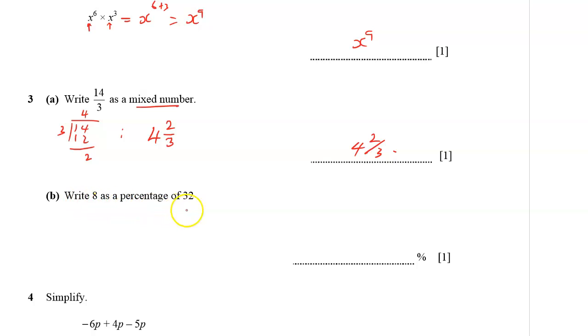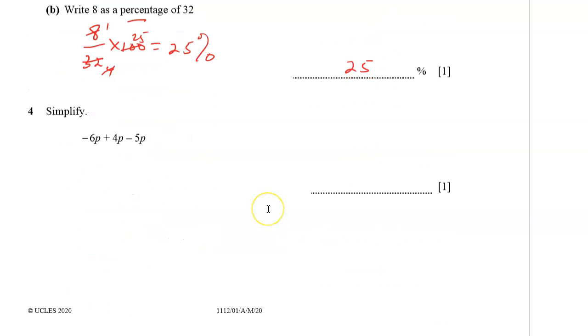3b, write 8 as a percentage of 32. So a percentage of 32 is basically 8 divided by 32 times 100 to convert it to percentage. When you divide 32 by 8, this goes 4 times. 100 divided by 4 will give us 25. So this will be 25%. That is the answer right there.